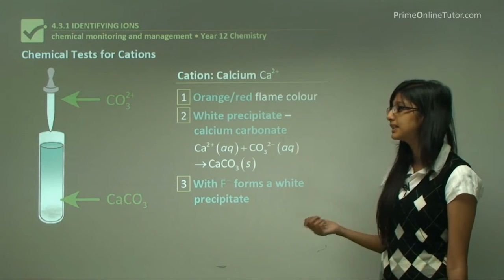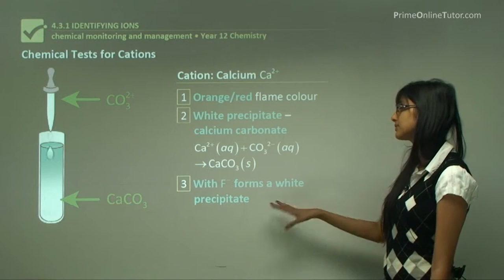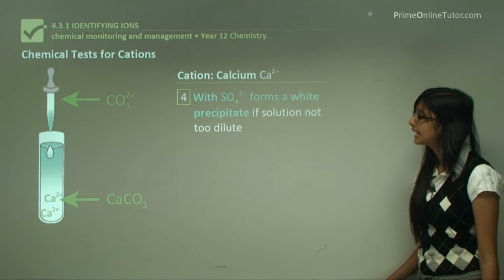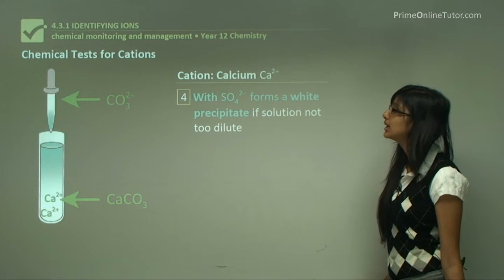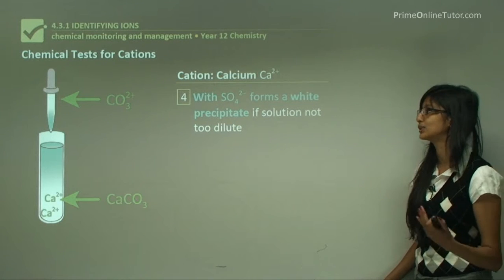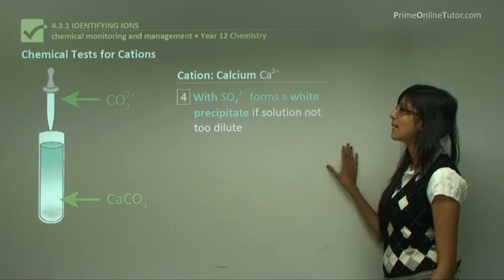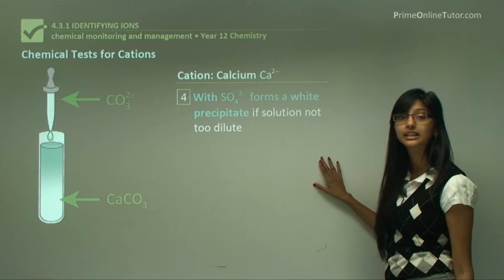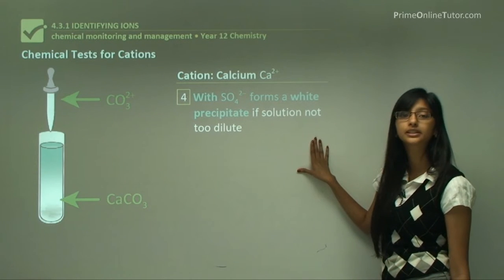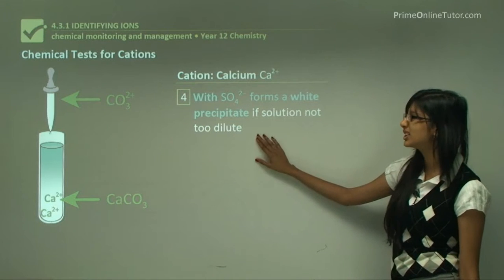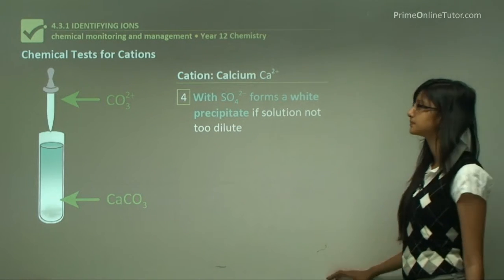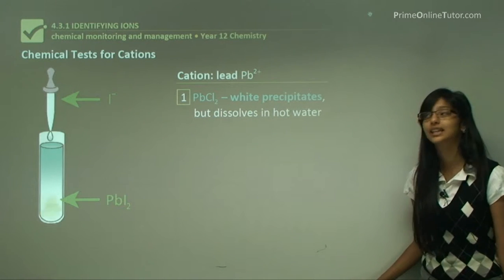So if you add carbonate, it will produce a white precipitate. Even if you add fluoride, it should form a white precipitate. And again with sulfate as well, it forms a white precipitate if the solution is not too dilute. So the best test to actually identify calcium would be fluoride, because when you add fluoride, calcium produces a white precipitate. And you can also use sulfate, but again you have to make sure that your solution is not too dilute. Now let's look at lead.